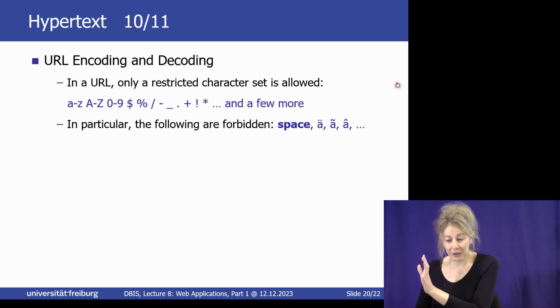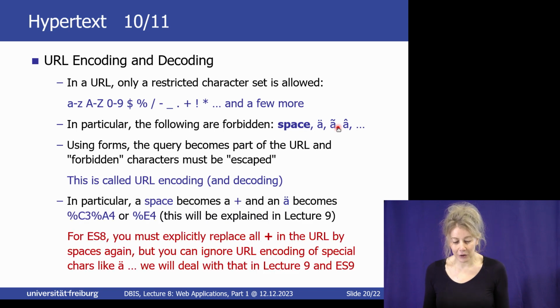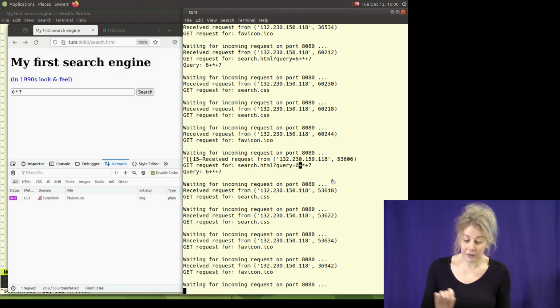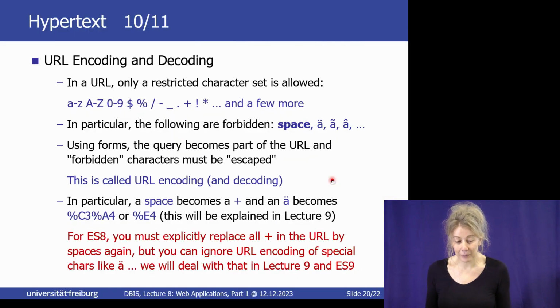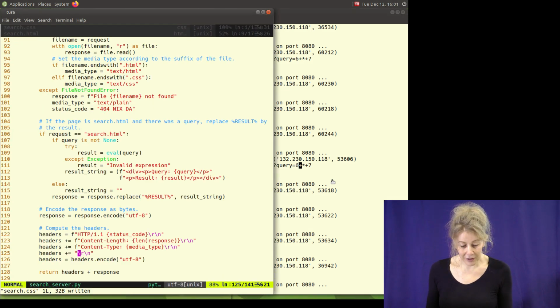So in particular, you can't have special characters or spaces, as I said. For the exercise sheet and for now, we just do a very simple encoding. I know that a space is encoded as a plus. So let me just revert the pluses to spaces again. Let me just do that in my code, and you should also do that in your code. You can also use URL decode if you like.